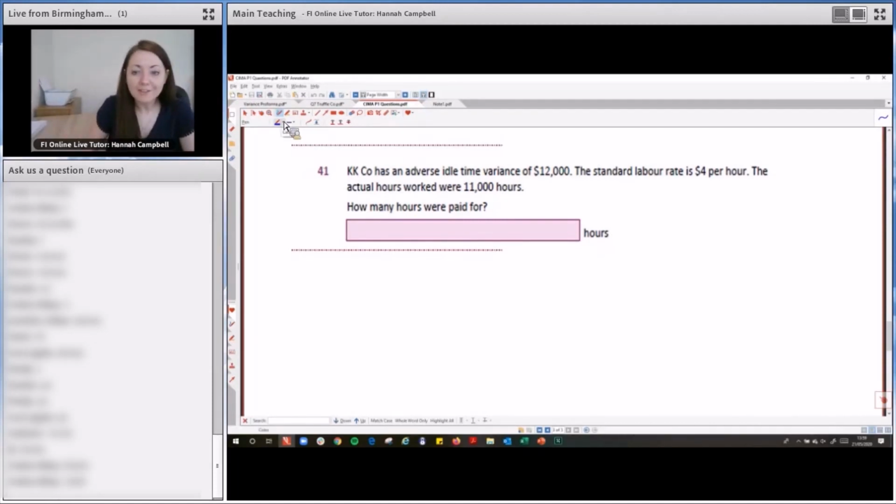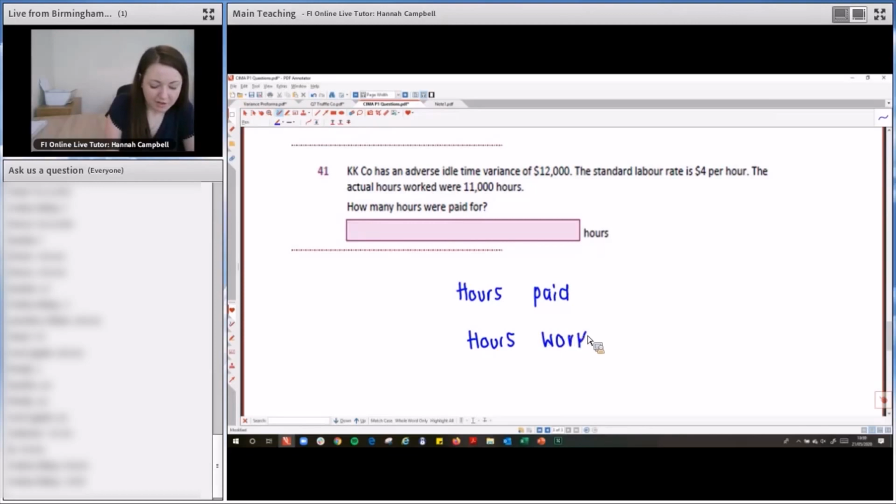So the idle time variance compares the hours that you have paid compared to the hours that you worked, okay? If there's a difference, it means your staff have been standing around doing nothing for a period of time, which is not good news for your profit because you're paying them for not producing you anything that is going to earn you any money.